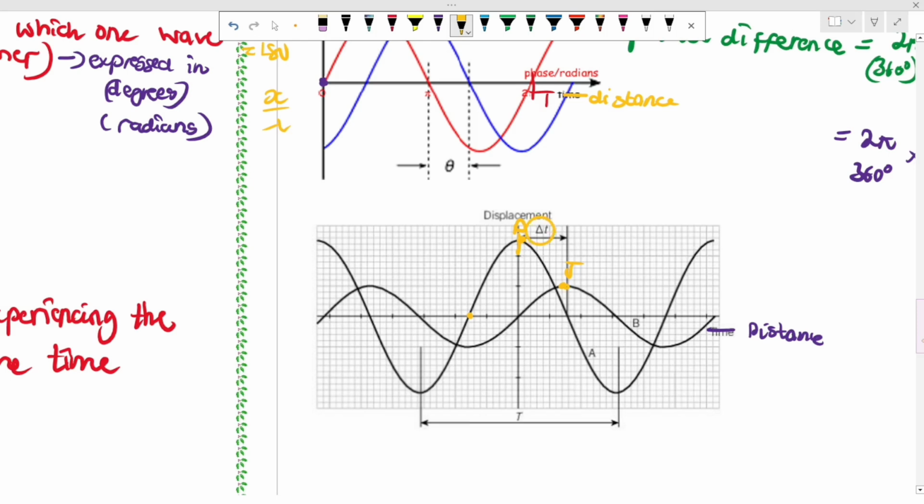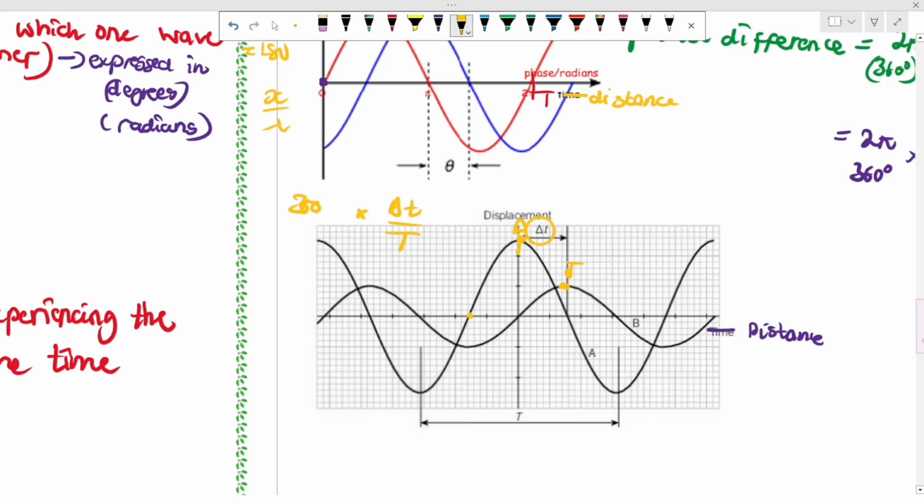So if you find the time difference between these 2 points, delta t, divided by the time period T, we can therefore find the phase difference. You just multiply by 360 degrees.